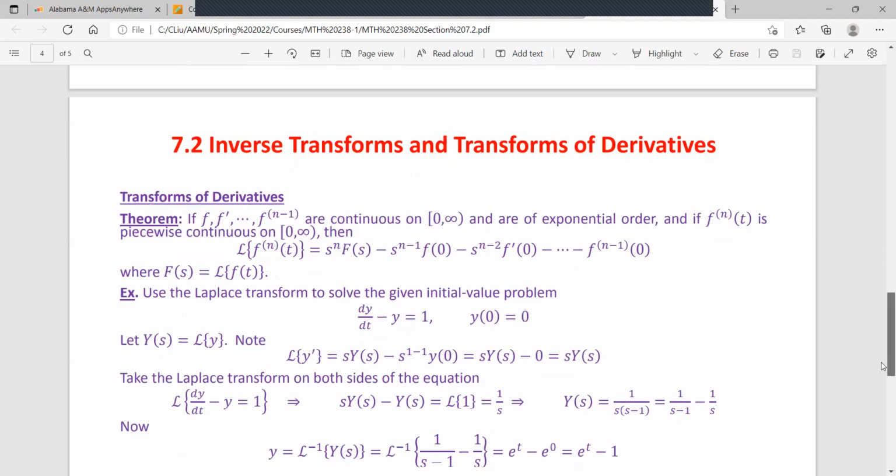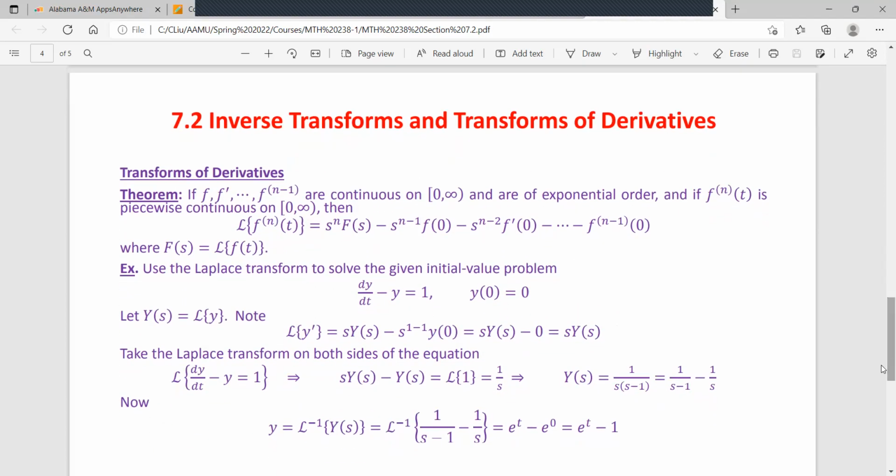So this time we want to do the transform for derivatives. How do you find the Laplace transform of a derivative? So we're going to use a theorem here. It says if f, f prime, up to the (n minus 1)th derivative of f are continuous. So this is a strong condition.